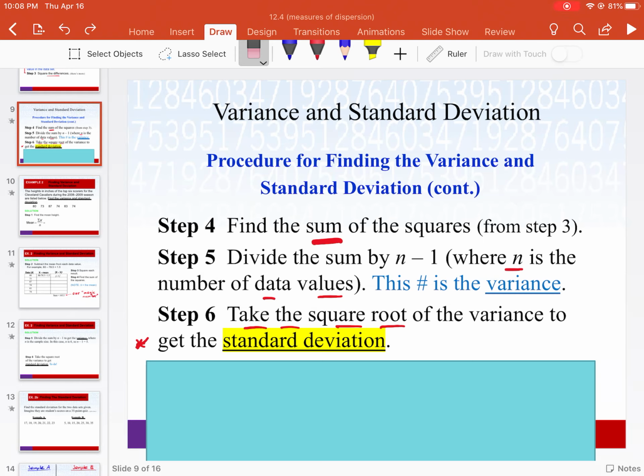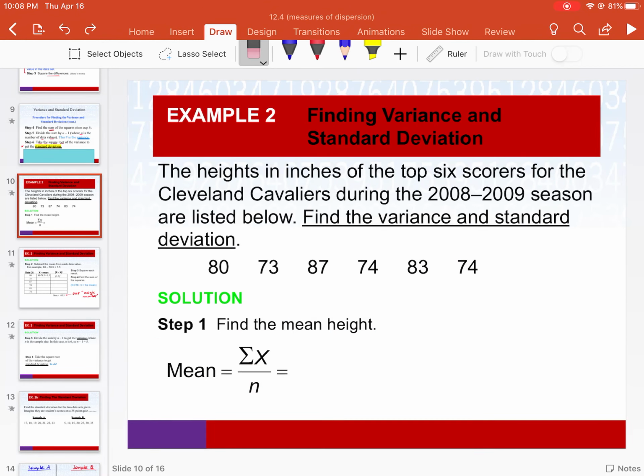Okay, so we talked through the 6 steps. Now I'm going to walk you through the 6 steps. If you don't have your calculator, I need you to go get your calculator, like right now. Okay, go get your calculator while I talk about this problem.